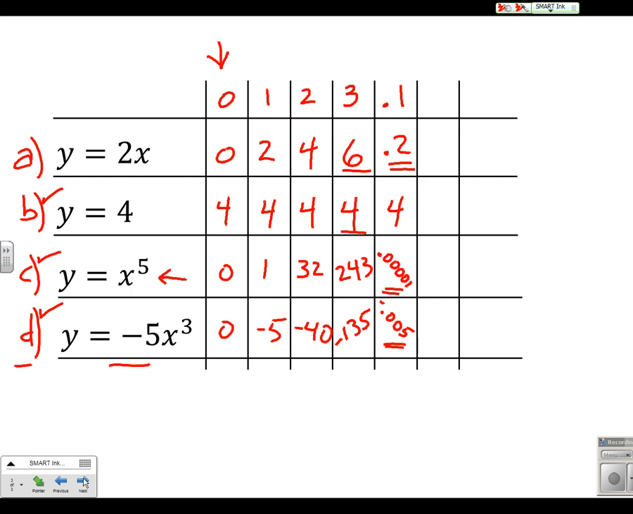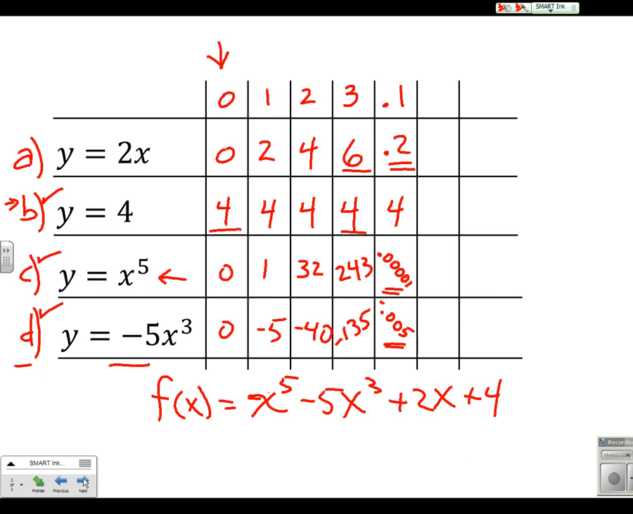So what I want to talk about is what happens when we put all of these functions together. For instance, we think of the function f of x, let's start with x to the 5th minus 5x cubed plus 2x plus 4. And let's think about this just for a moment. Where does b really exert the most impact on this function? Well, it is dominant on this function right here at 0.